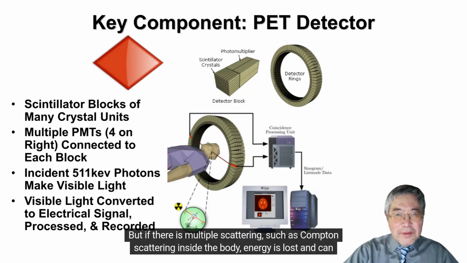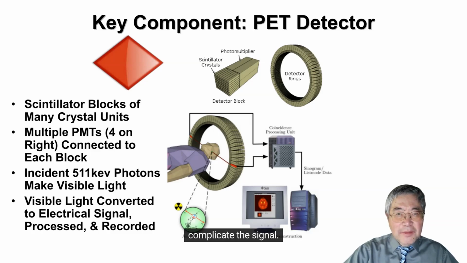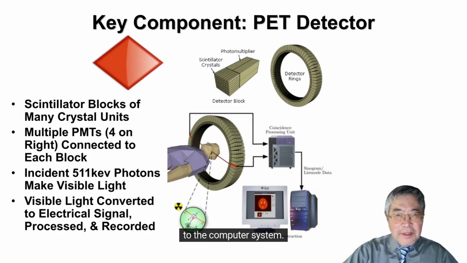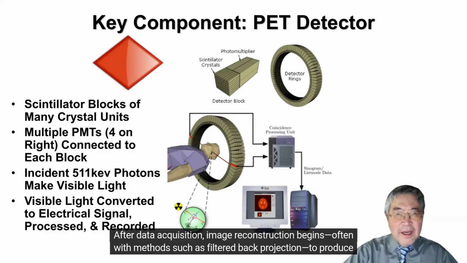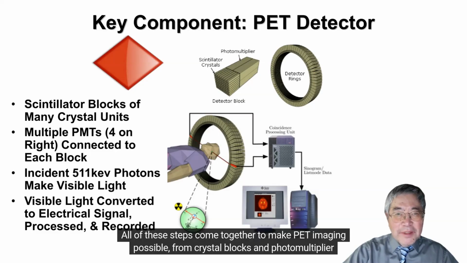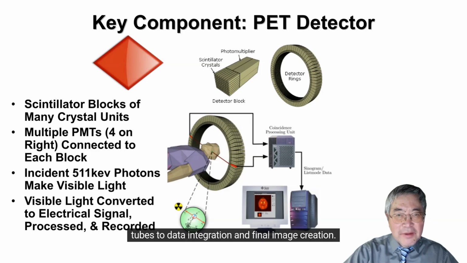But if there is multiple scattering, such as Compton scattering inside the body, energy is lost and can complicate the signal. The electronics and coincidence processing unit integrate all detected events, and finally, this data is sent to the computer system. After data acquisition, image reconstruction begins, often with methods such as filtered back projection to produce cross-sectional images. All of these steps come together to make PET imaging possible, from crystal blocks and photomultiplier tubes to data integration and final image creation.